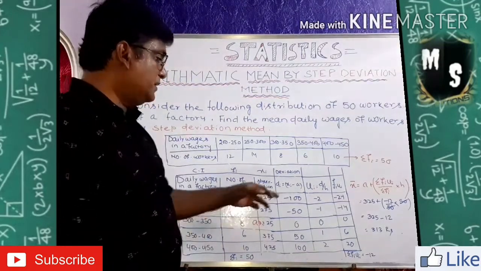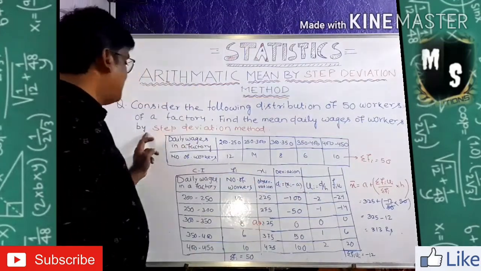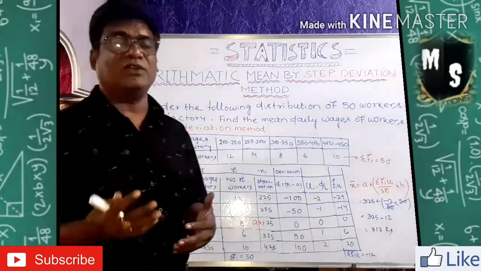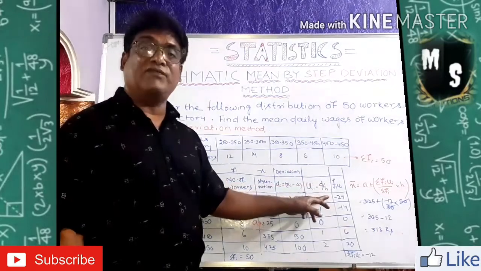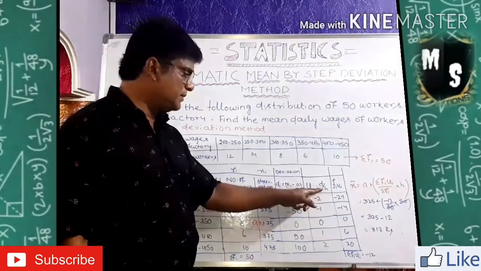Next we have to do the UI column, because it is the step deviation method. In the step deviation method, you are going to find the UI. So what is UI? It is the deviation divided by the length of the class interval. What is the deviation first?